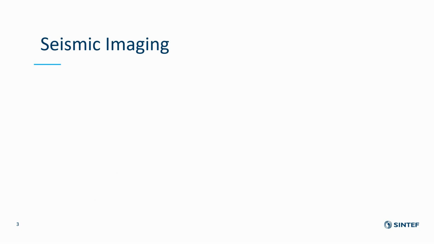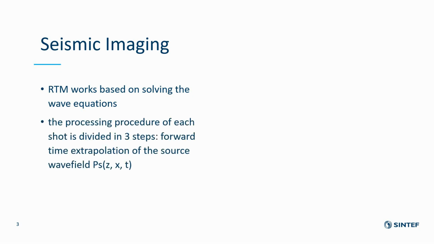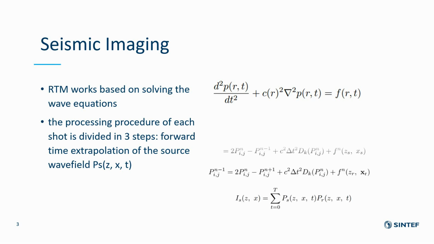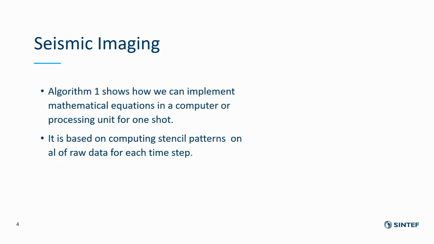Seismic imaging is one of the most data-intensive and computing-intensive applications in the oil and gas industry. A part of this is RTM, reverse time migration, that works based on solving the wave equations. We finally want to solve this equation in time and distance from the surface. To do this, the procedure of each shot of the time needs to be divided into three parts: forward, backward, and correlations, like this. So we need to solve these equations in PC with numerical methods.